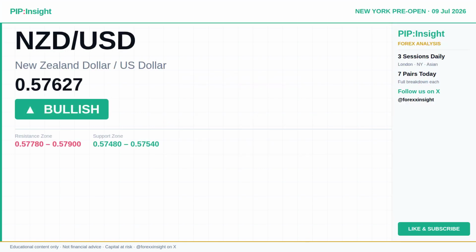Kiwi dollar. The chart is showing clearly defined bullish structure on this session. The 4-hour trend is to the upside and the 1 hour is also pointing higher. Resistance is marked between 0.5778 and 0.579. Support is marked between 0.5748 and 0.5754. Here is the full chart breakdown.